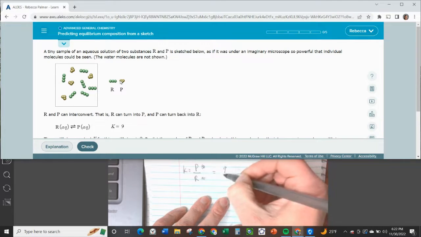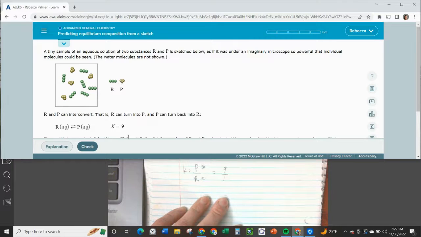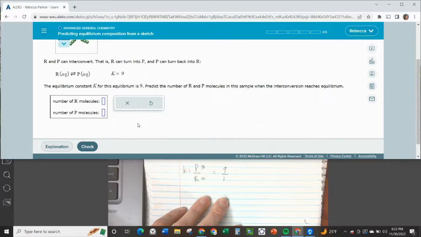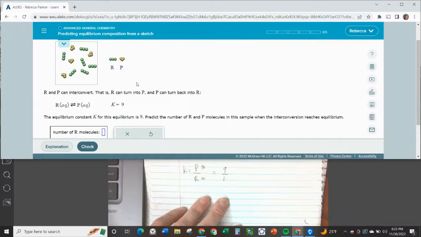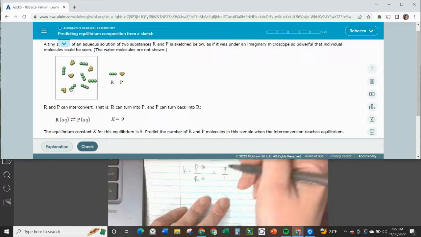And remember, if there's just a 9, just one number, there's always a 1 on the bottom, just like in math. Okay, so it says the equilibrium constant is 9. Predict the number of R and P molecules in the sample when the interconversion reaction reaches equilibrium. What's happening is that this product molecule can spontaneously pop back into a reactant molecule, and this reactant molecule can spontaneously pop back into a product molecule. So they're just interchanging all the time.